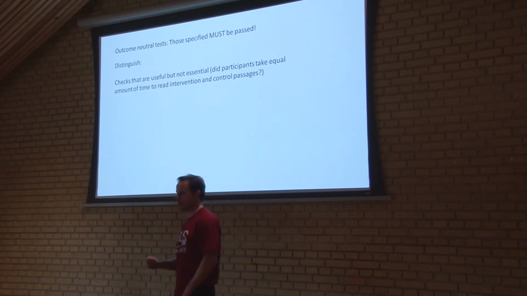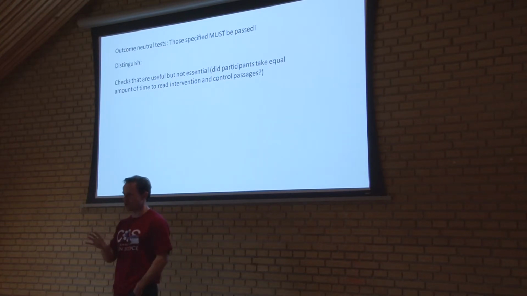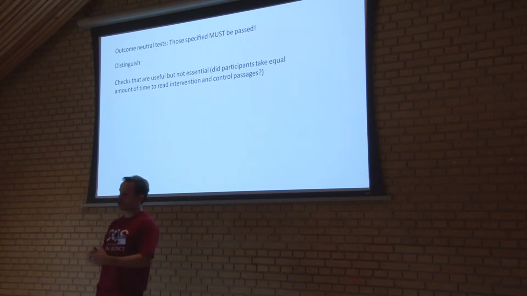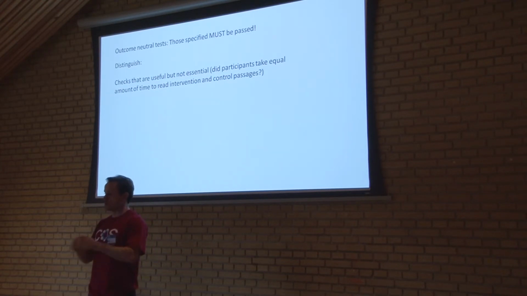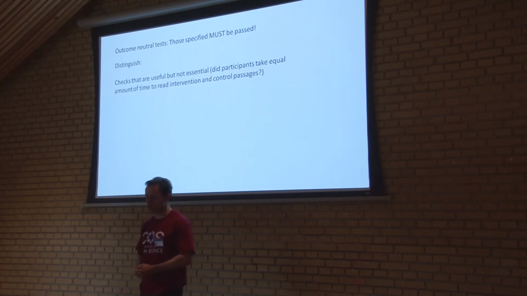So think carefully about what your outcome-neutral tests are going to be, and you might want to pilot things first to make sure that the outcome-neutral test would be passed for the intervention that you have in mind. Of course, you might want to do other sorts of manipulation checks that might be interesting, but distinguish the ones that must be passed from stuff that's just kind of interesting to know. That other stuff isn't a deal breaker if it fails. That's something you have to be clear about when you do your stage 1 submission.